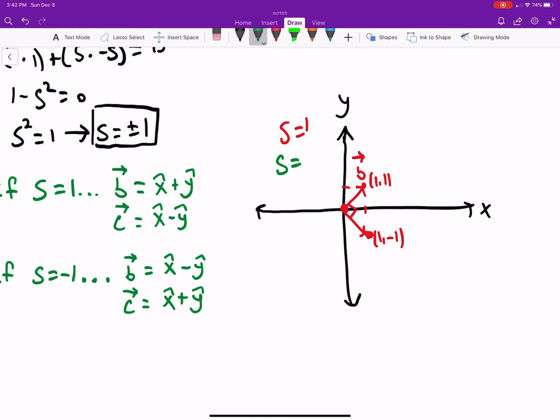But we also have to think about if s equals negative 1. Well, if s equals negative 1, the only thing that's going to be different is now this is vector c. This was vector c before, and now this is vector b, because, like we said before, the only thing that happens is basically your equations switch.